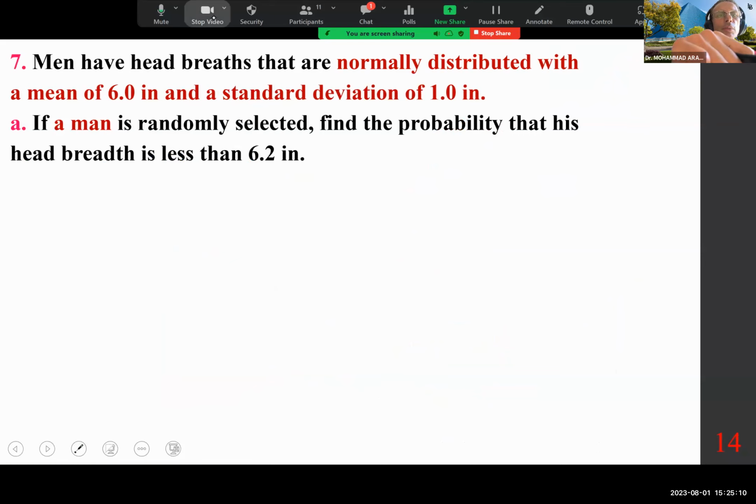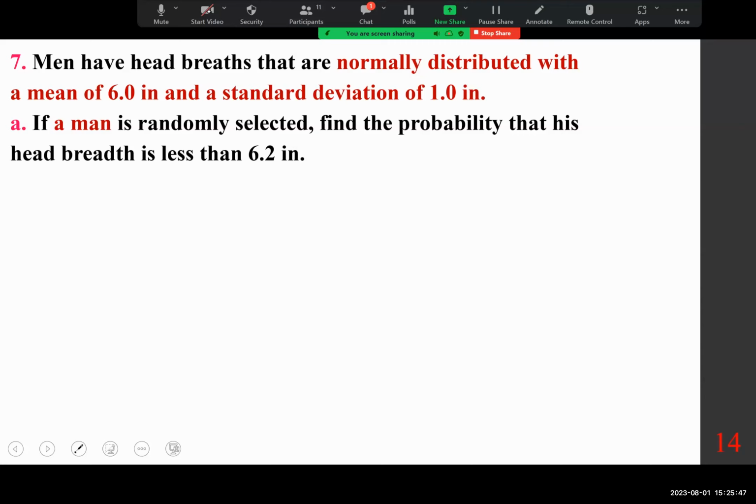Could somebody read this question, please? Men have head breadths that are normally distributed with a mean of 6 in and a standard deviation of 1 inch. 1 inch, sorry. If a man is randomly selected, find the probability that his head breadth is less than 6.2 inches.